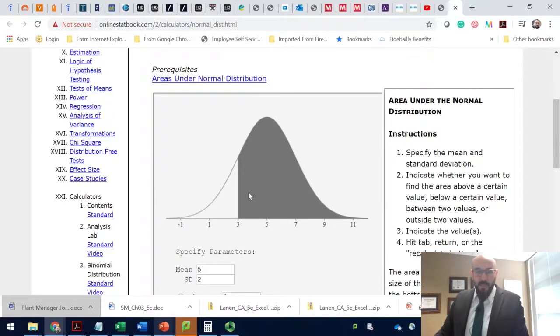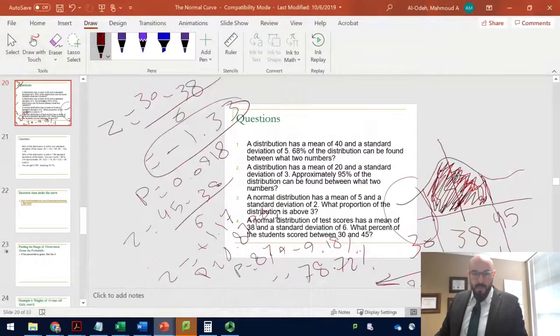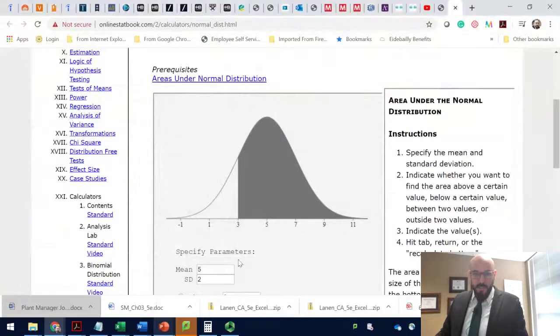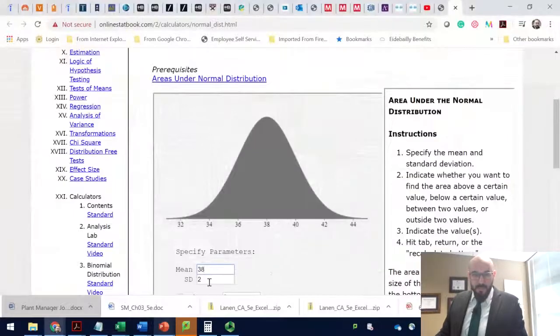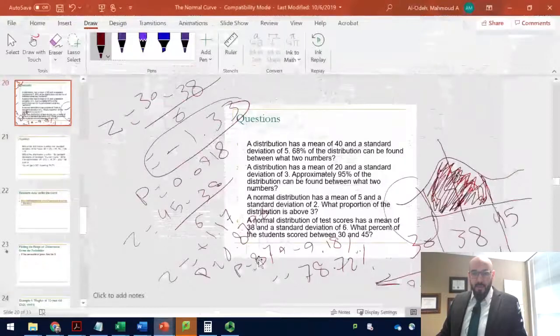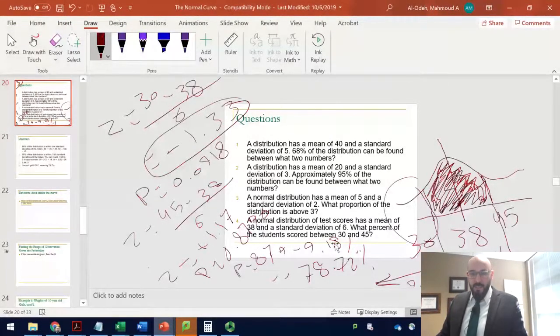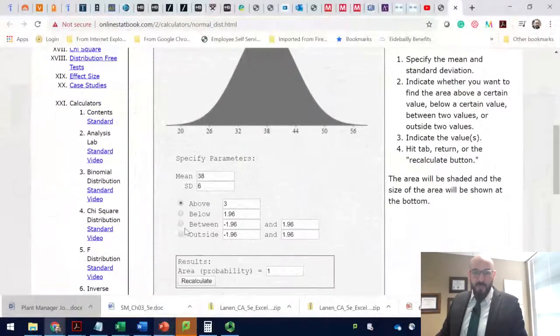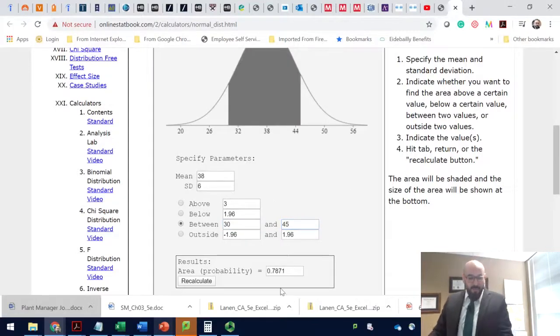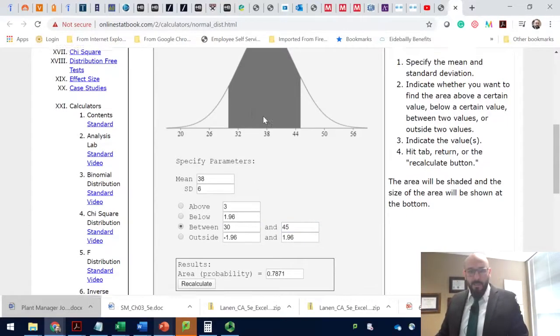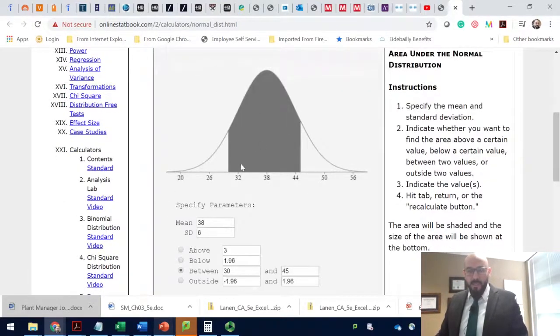Okay, let's use this website to solve the other question. The other question has a mean of 38, so let's change the mean to 38 and the standard deviation to 6, and we're trying to find the percentage between 30 and 45. So select between, and that would be 30 and 45. Look into the nice chart that we created here. It's a great demonstration for the concept.